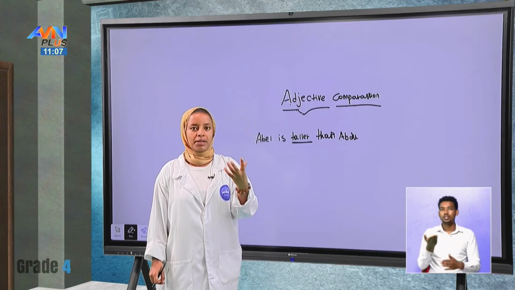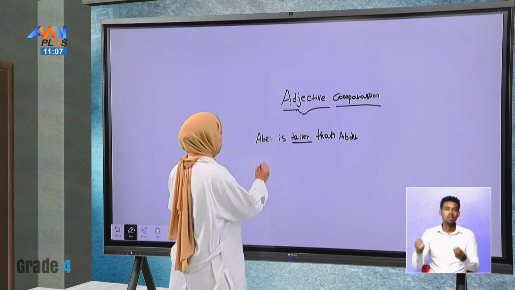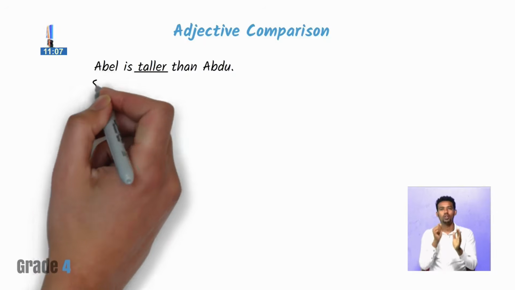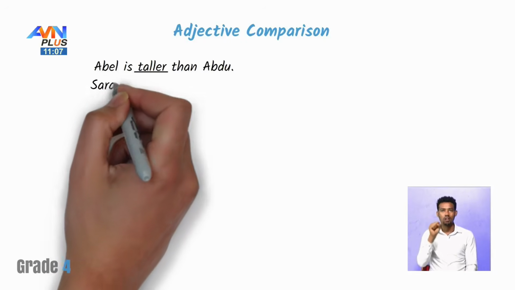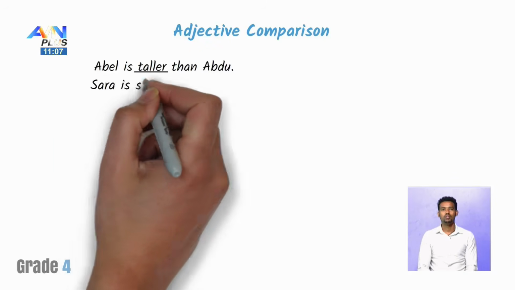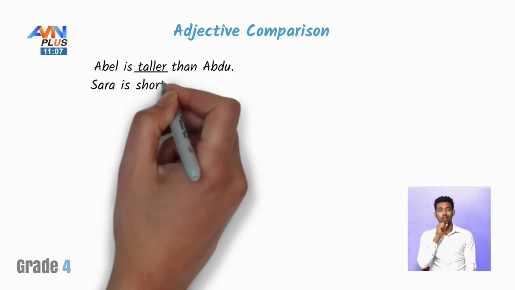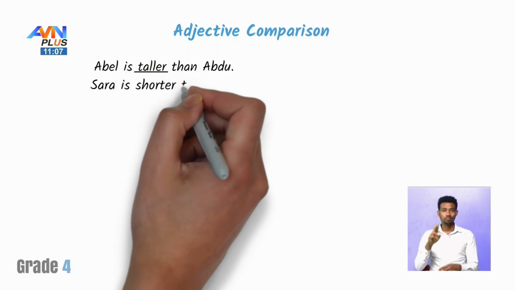Two things. So let me add one more example. Sarah is shorter. Sarah is shorter than what? Zan.